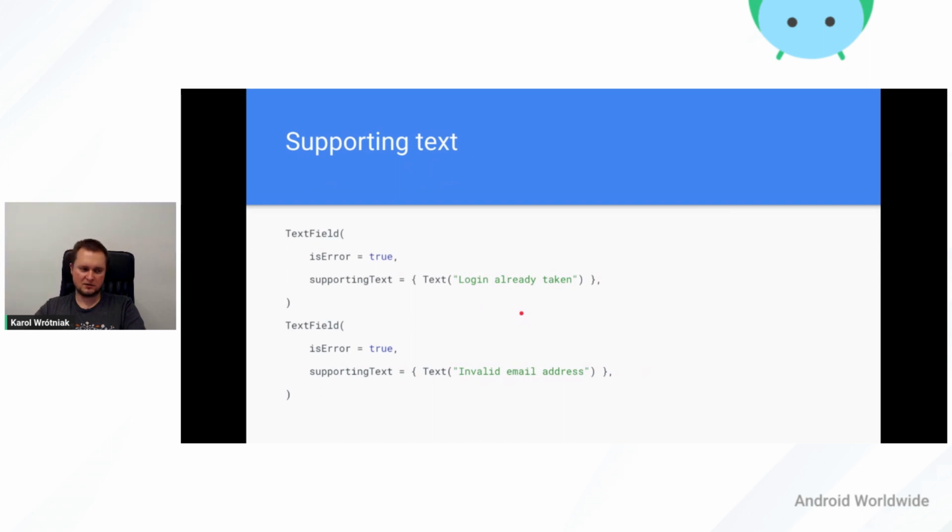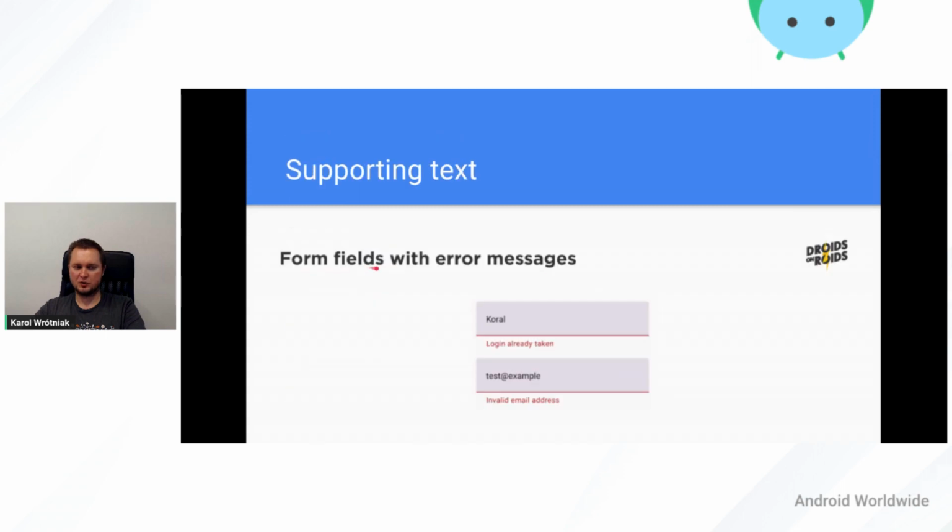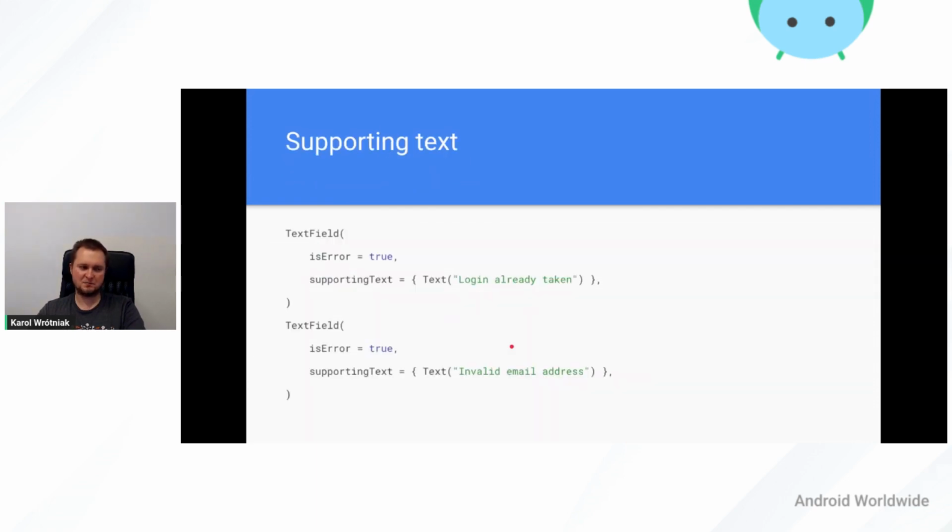To do that, set isError property to true and supporting text in the text field. This isError property will not only add those colors, it's red colors here, but it will also add special semantics properties.